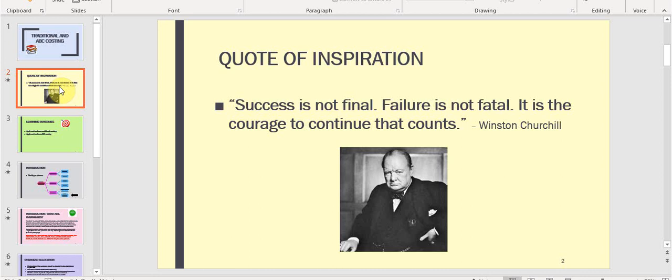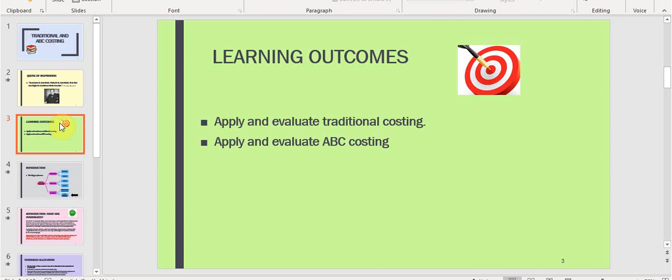The learning outcomes for this study unit is that you need to be able to apply and evaluate the traditional costing method, and you also need to be able to apply and evaluate the ABC costing method.